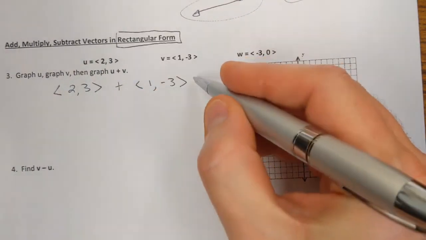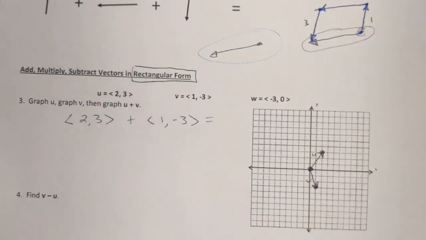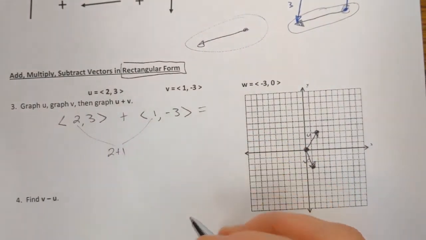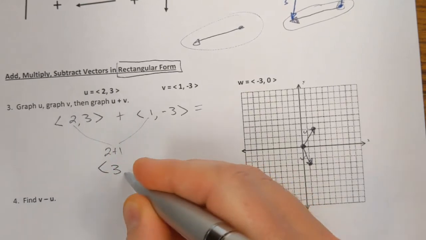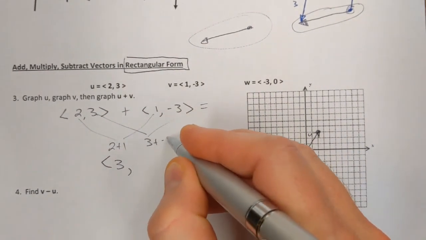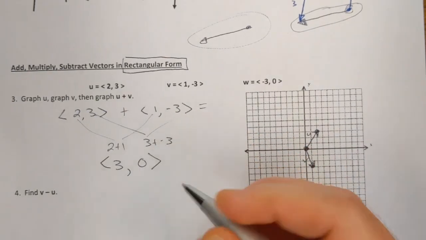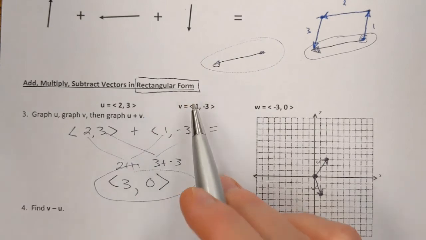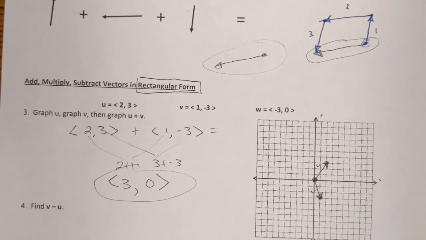All you have to do to add rectangular vectors is super easy. All we're going to do is add our a values together. 2 plus 1 is equal to 3. And then we're going to add our b values together. 3 plus negative 3 is 0. And yes, it really is that easy. Adding rectangular vectors is one of the easiest things you will do.